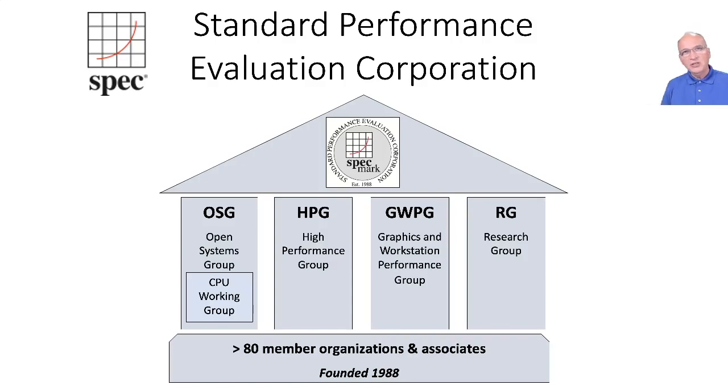Inside OSG, there is a working group called the CPU working group. It is the CPU working group that is the most relevant for us in this discussion, because that's the group that creates the SPEC CPU benchmarks. There have been several versions of the SPEC CPU benchmark over the years. The most recent one is the SPEC CPU 2017 benchmark. The SPEC CPU benchmark is a set of programs selected as representative of what people usually do when they are using computers.